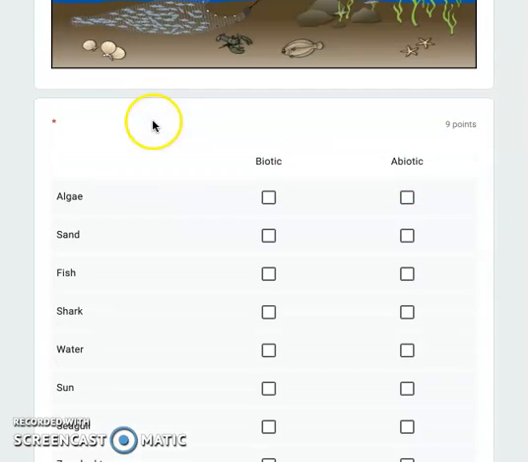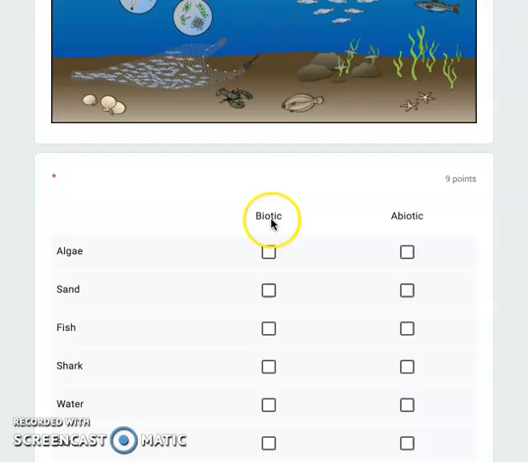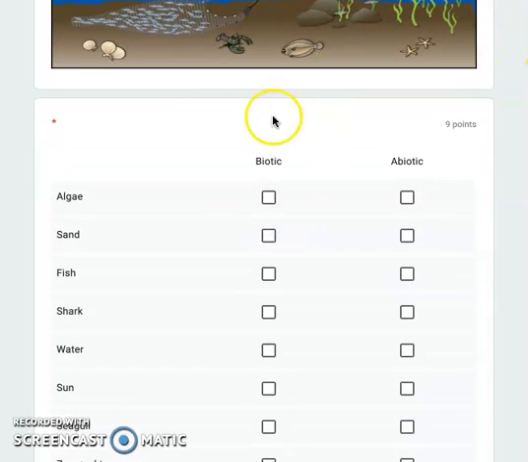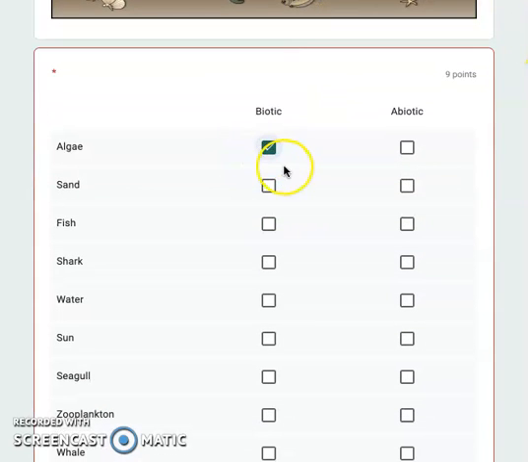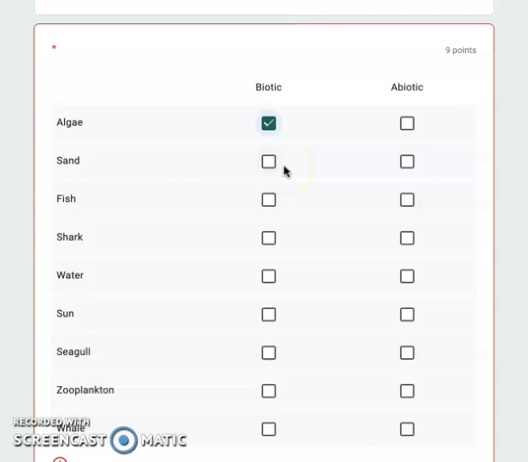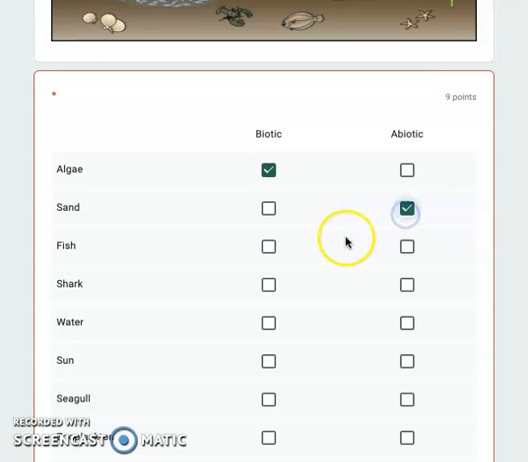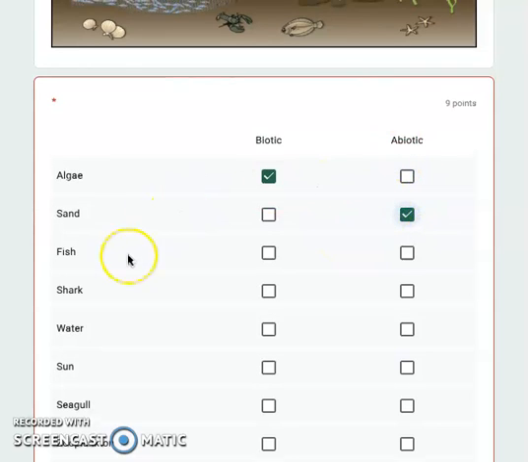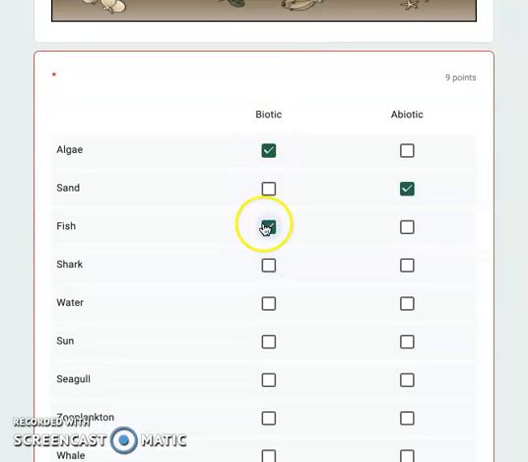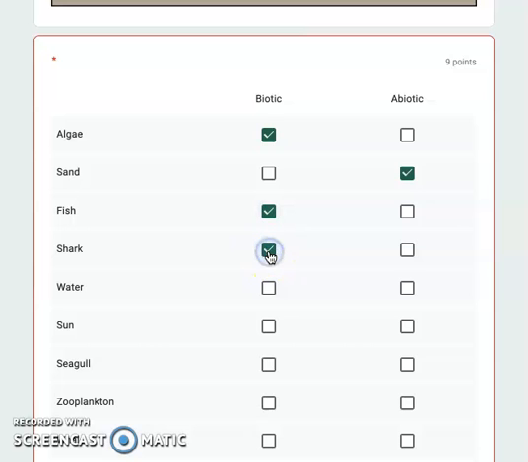So for algae, algae is a type of plant like you see over here that's found underneath the ocean floor, and that's definitely biotic because plants are living things. Sand, as you can see over here, is not a living thing because it does not grow and reproduce, and therefore it's abiotic. The fish obviously are biotic because they're able to grow and reproduce. They are living. So is the shark.